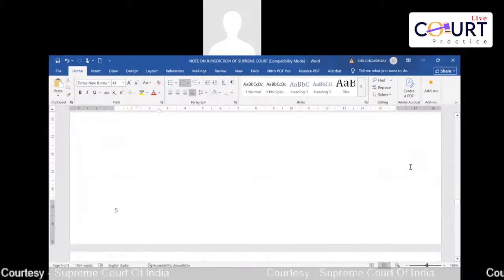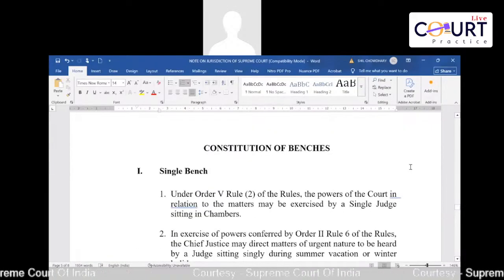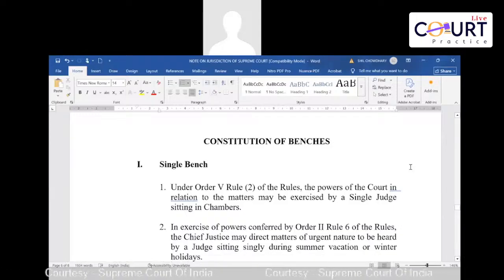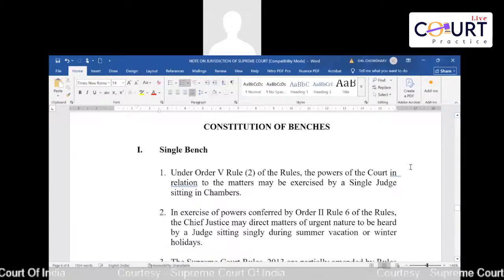Now let us examine what are the benches which are constituted by the Supreme Court. First, we will discuss the single bench. When is a single bench deciding, and what kind of matters? Under Order 5, Rule 2, we will find the powers of the court in relation to matters which are exercised by a single judge sitting in chambers. When you see the Supreme Court rules, you will find various powers are exercised by a single judge sitting in chambers. It does not go before the court, before the division bench.